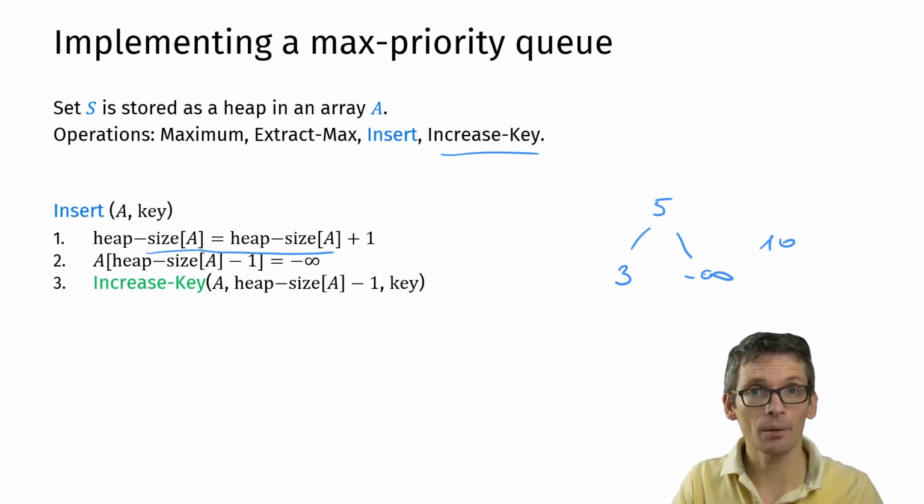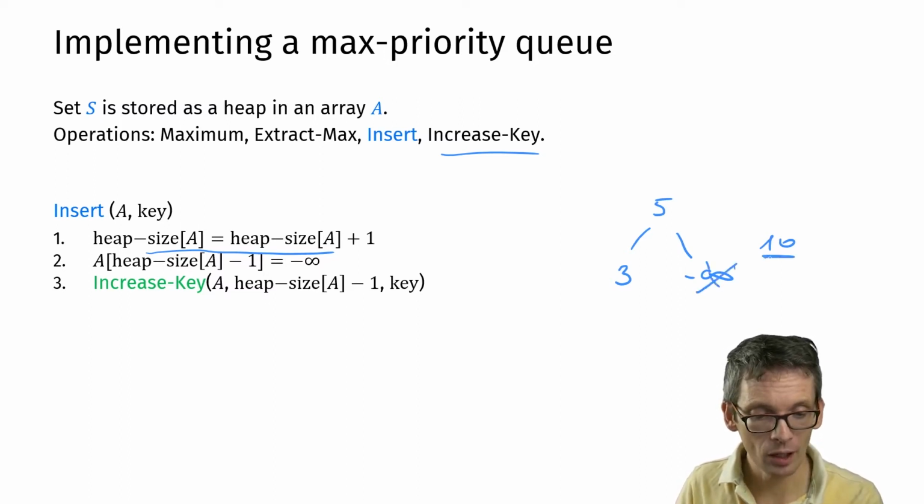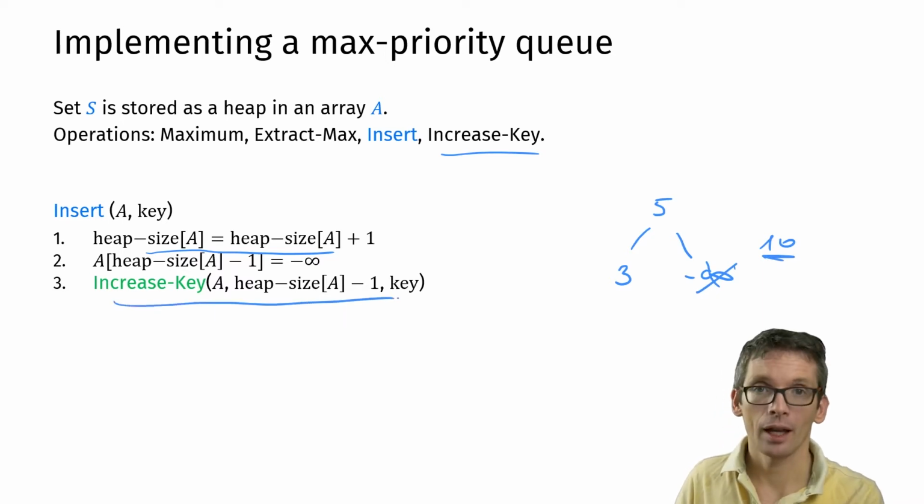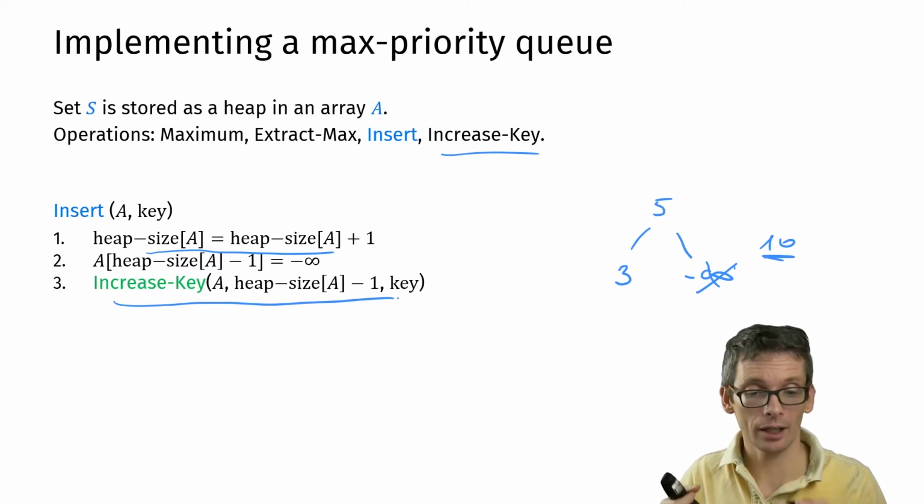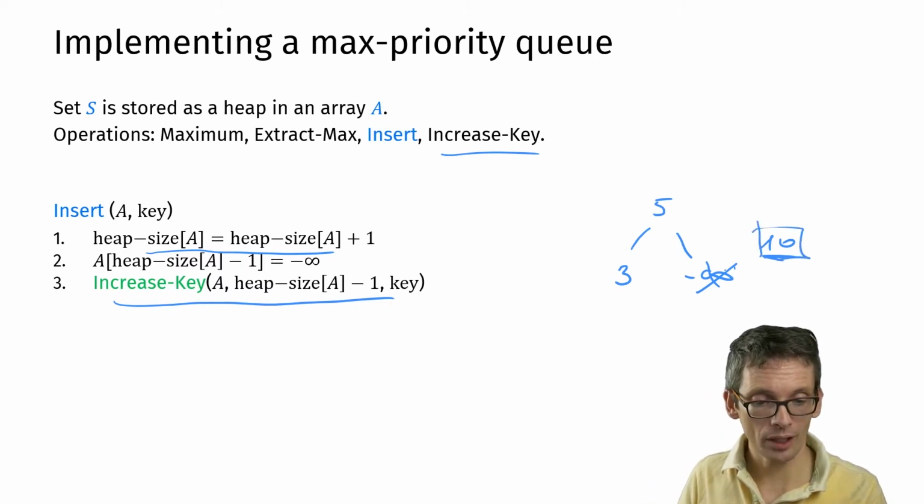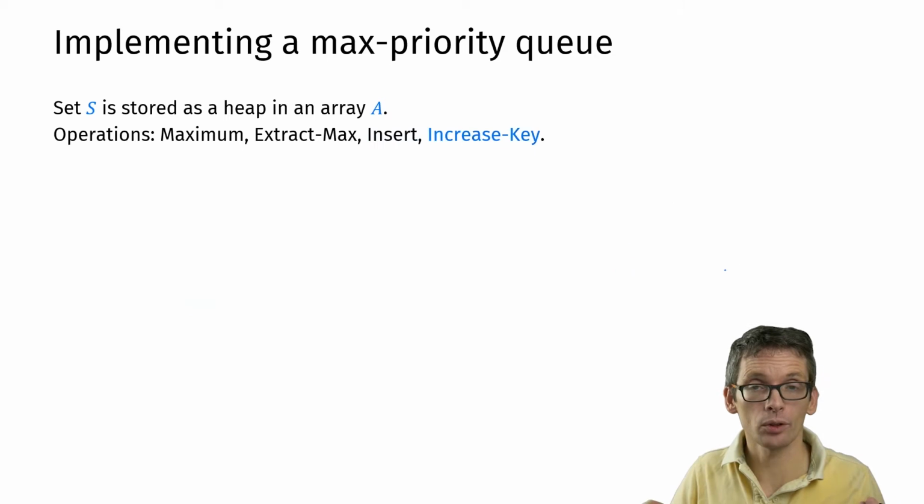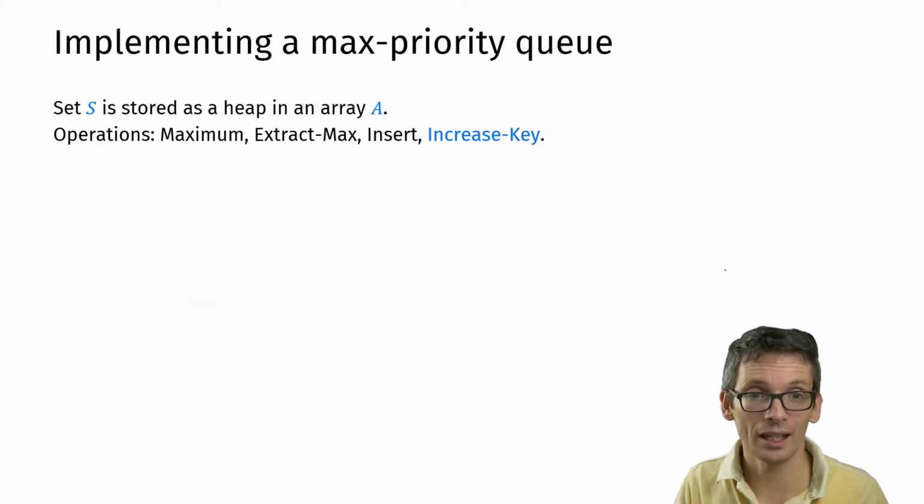This gives me a max heap. So the max heap property still holds. It has the right structure. Now I'm just going to increase this key to 10. And if I succeed in this, I've successfully inserted 10. But of course now if I want to increase the key to 10, I still have to do some work. And that's what we do in increase key.